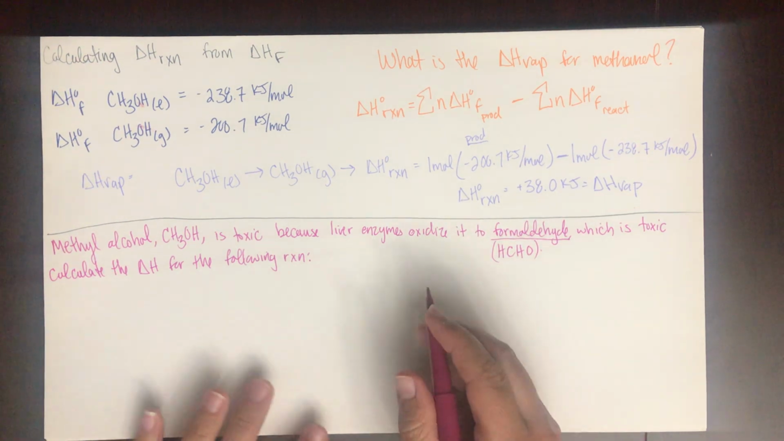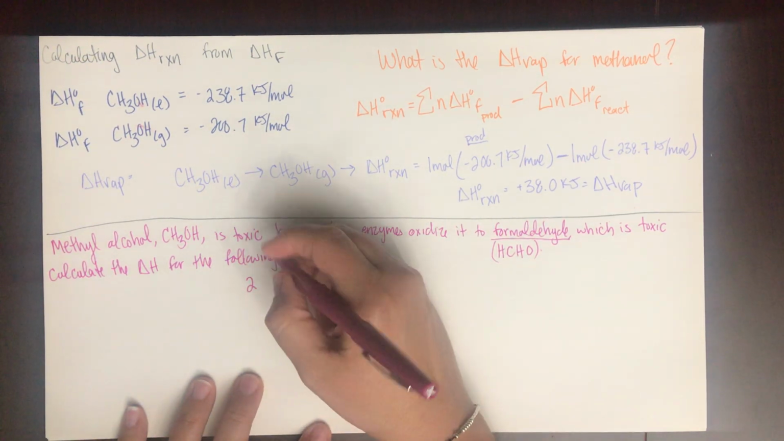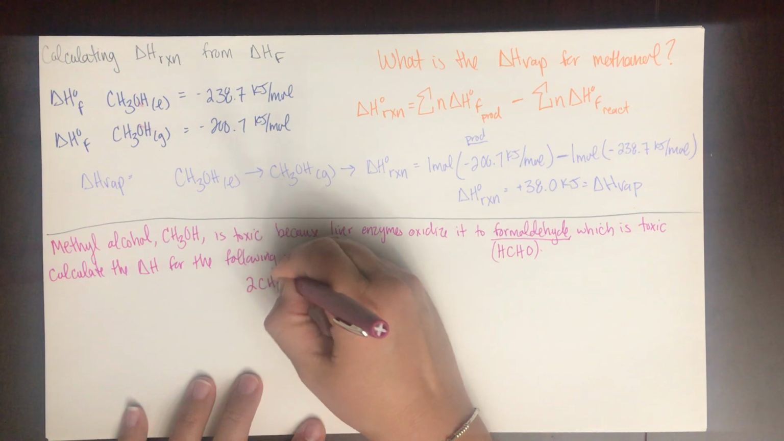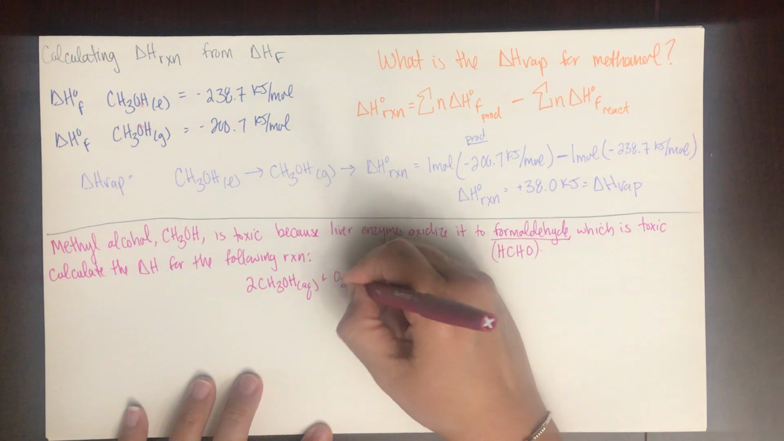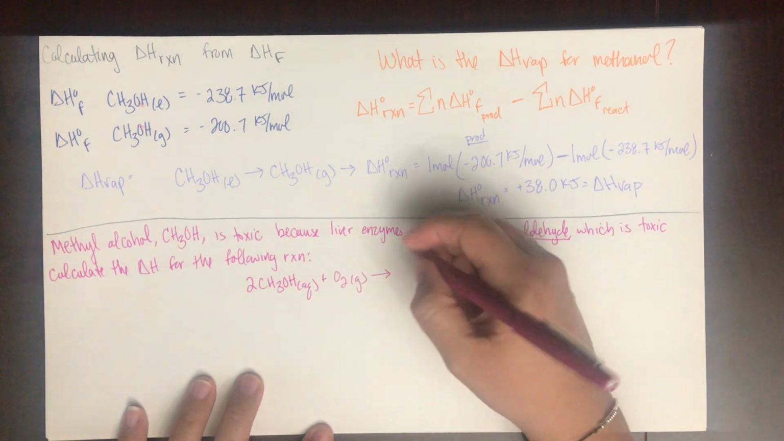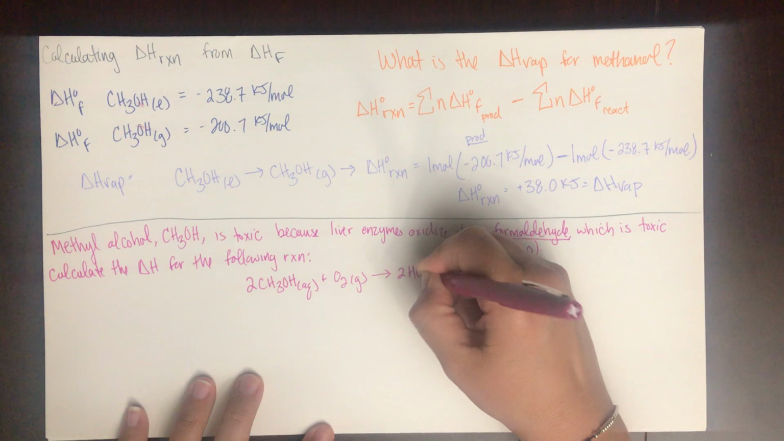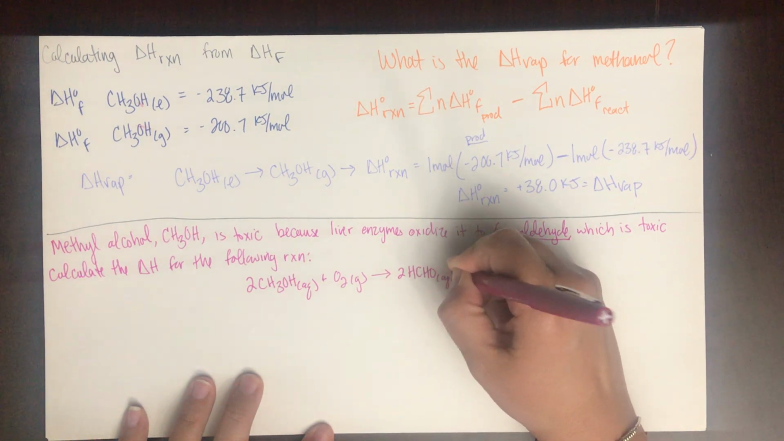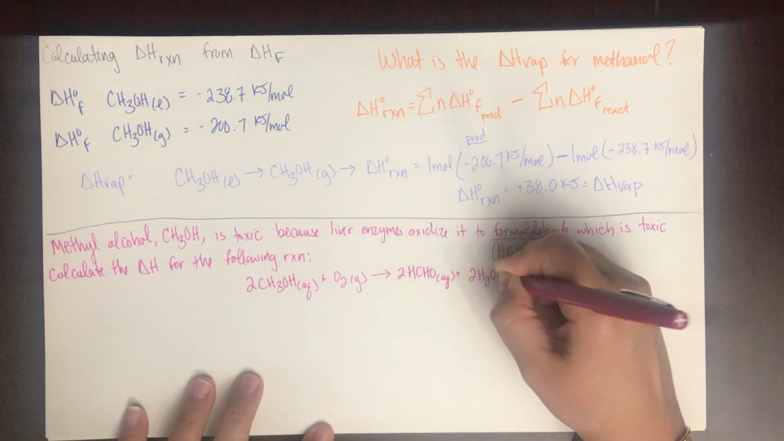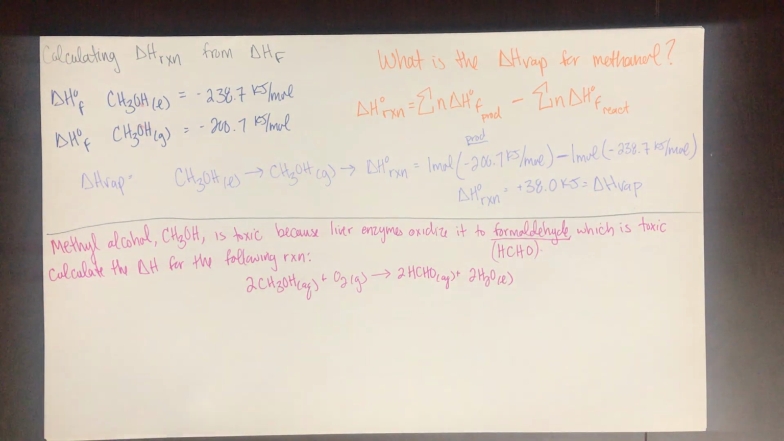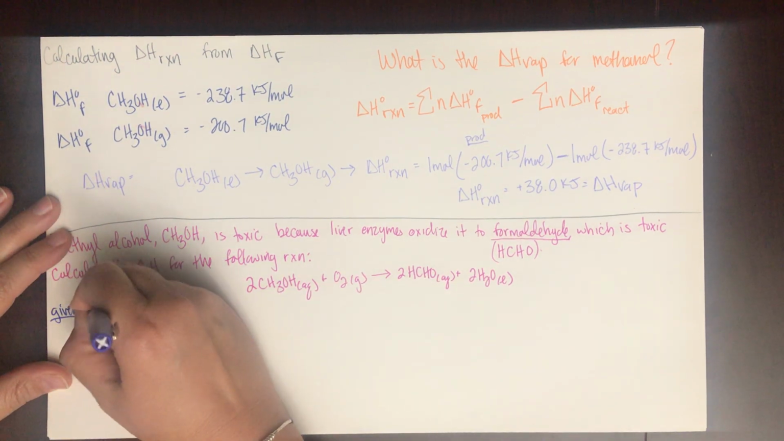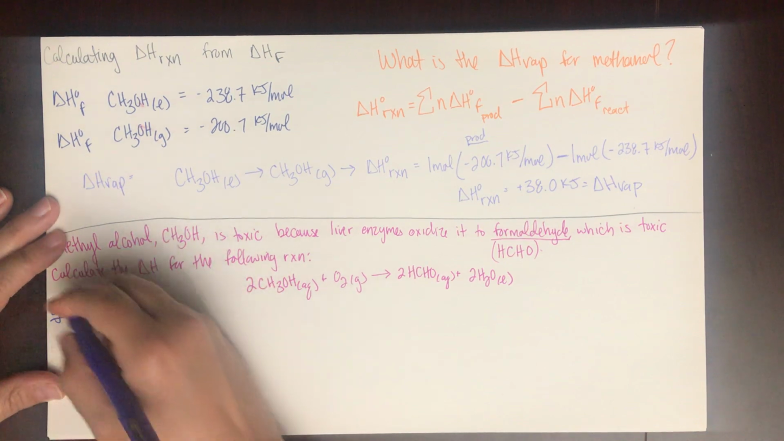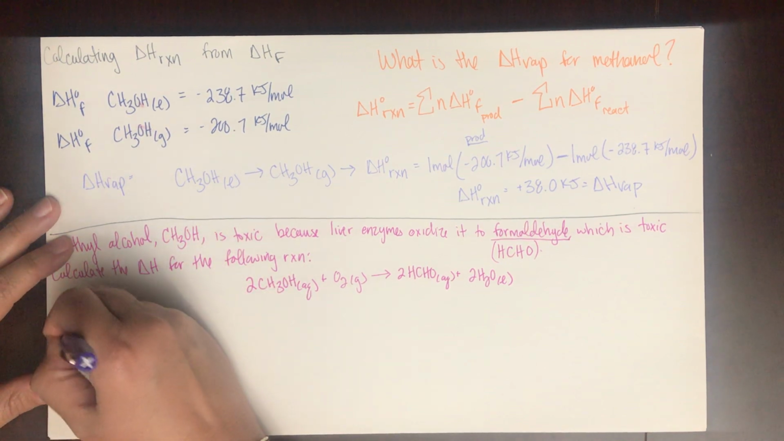Okay, so here's the reaction. 2 moles of methanol plus oxygen gas produces 2 moles of formaldehyde plus 2 moles of liquid water. Okay, so now I'm going to be given the standard enthalpies of formation. So these are given, or you would look them up, the standard enthalpies of formation.